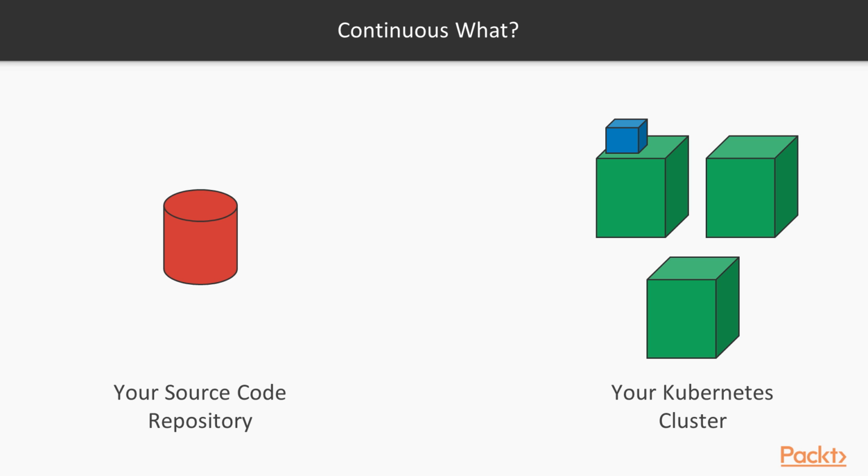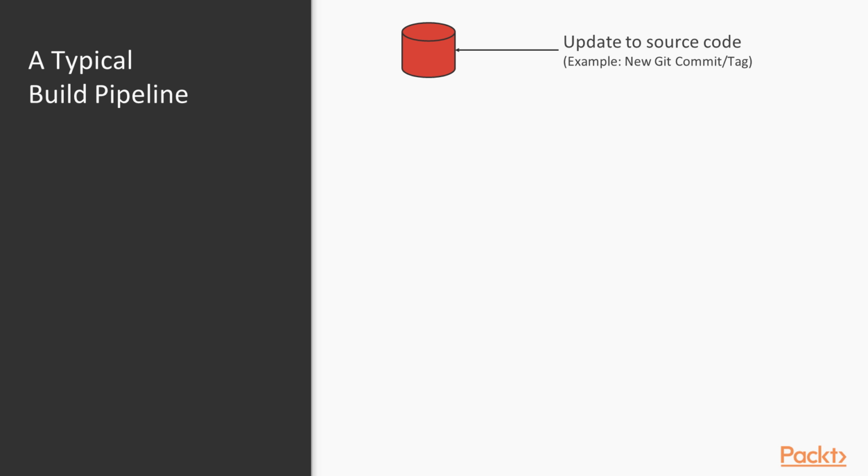And since you're probably going to get tired of rebuilding the same Docker image over and over again and then deploying it, you'll most likely want to automate this. And that's continuous delivery. A typical continuous delivery process consists of multiple steps that form kind of a pipeline. Usually a CD pipeline is triggered by an update to the source code repository. That might be a new Git commit or a new release in form of a Git tag.